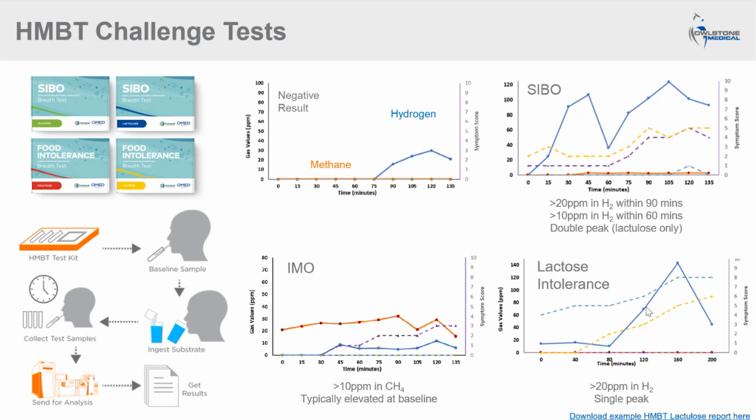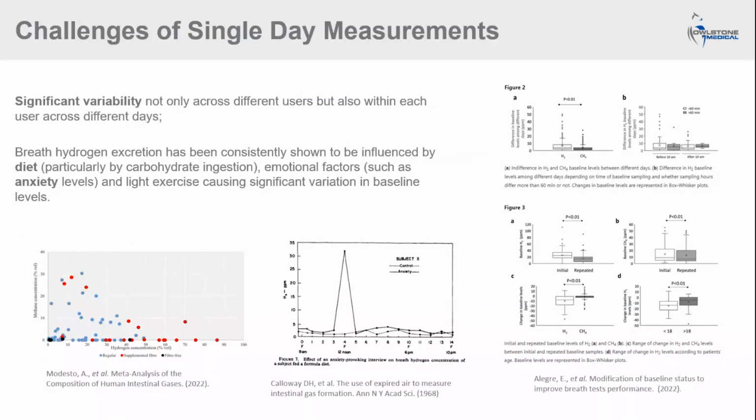Now I'll hand back over to Liz, who will further discuss the capabilities of the OMED device. Thank you. Thanks, Rui. So HMBT challenge tests, like Rui's just been talking about, are used regularly for the diagnosis of conditions like SIBO and carbohydrate malabsorption. And they present a really great way of diagnosing these conditions using just a few hours of breath testing on a single day, enabled really by the standardization of those external factors.